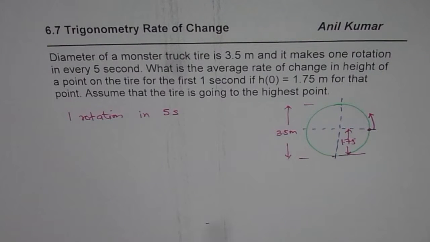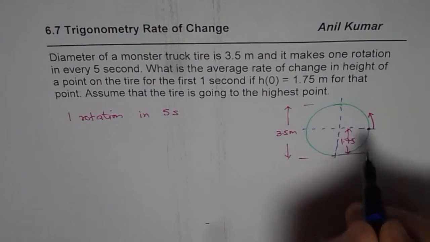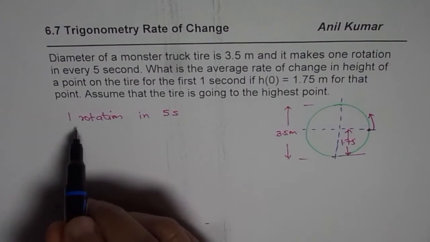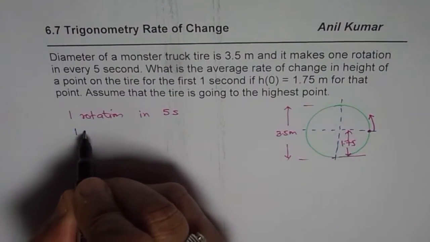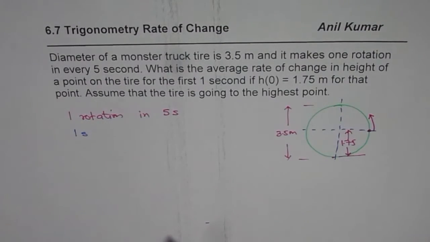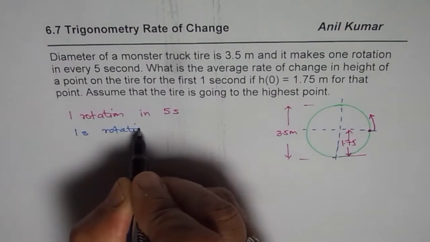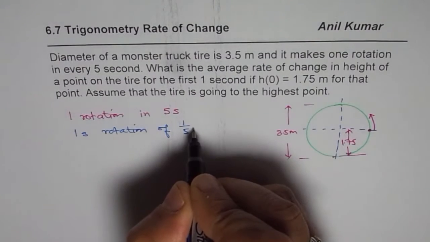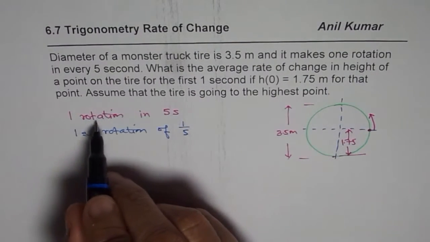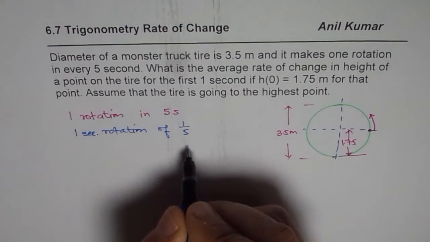Now the question is, how do you find the position after 1 second? That's a critical thing. With reference to the initial point, one rotation takes 5 seconds. So in 1 second, what part of the rotation will it take? In 1 second, we'll have a rotation of 1/5 of a circle. In 5 seconds, it is one full rotation, so in 1 second, the rotation is 1/5 of the circle.